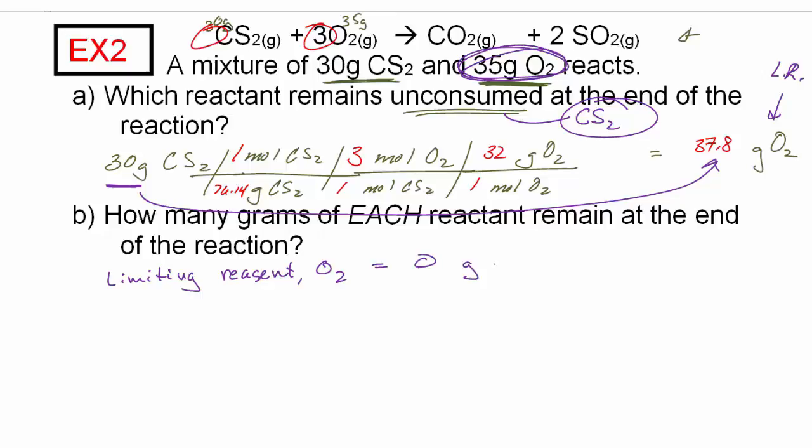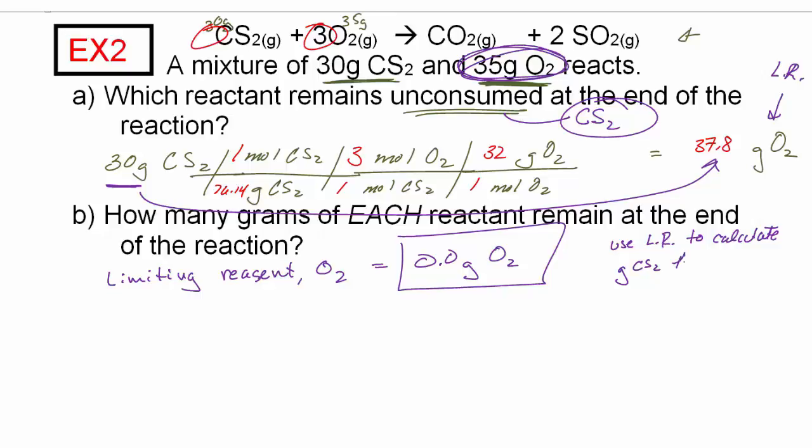Zero grams of oxygen. 0.0. Okay. The other one, we're going to have to calculate it, right? So start with the limiting reagent. Remember, use the limiting reagent for all calculations. So we're going to use the limiting reagent to calculate the grams of carbon disulfide that reacted.